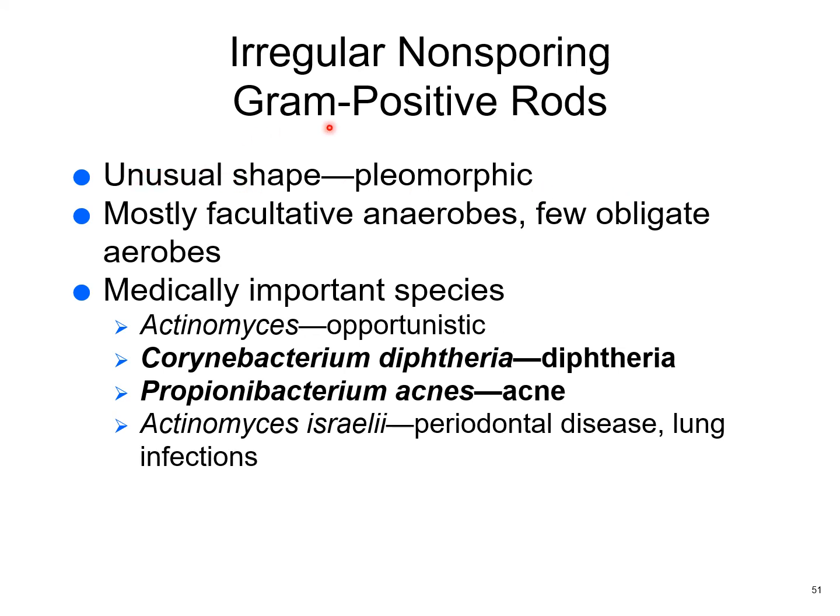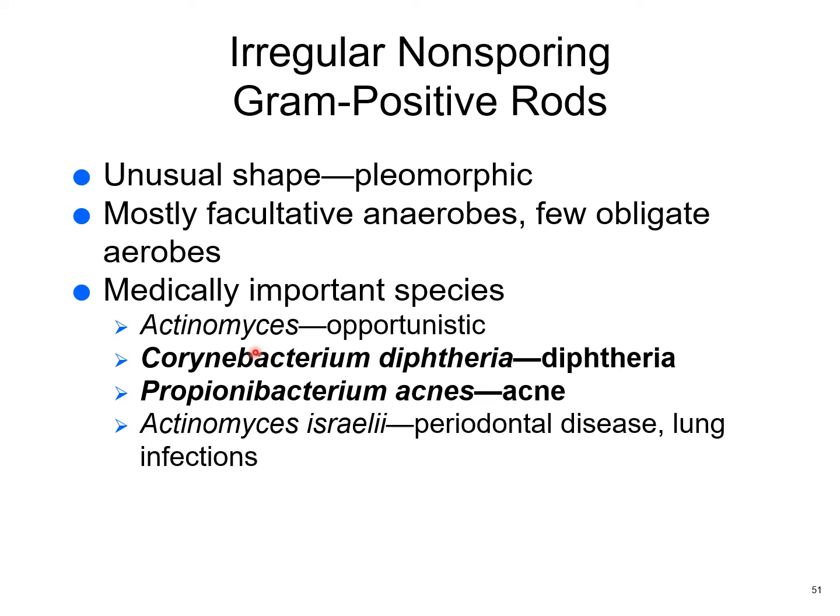We've got a few irregular non-spore-forming gram-positive rods, just a few examples. Actinomyces. These are not generally going to bother you, and they're opportunistic. You're already down, you're sick, and you have an infection, and they just jump in there and join the party and make it worse.